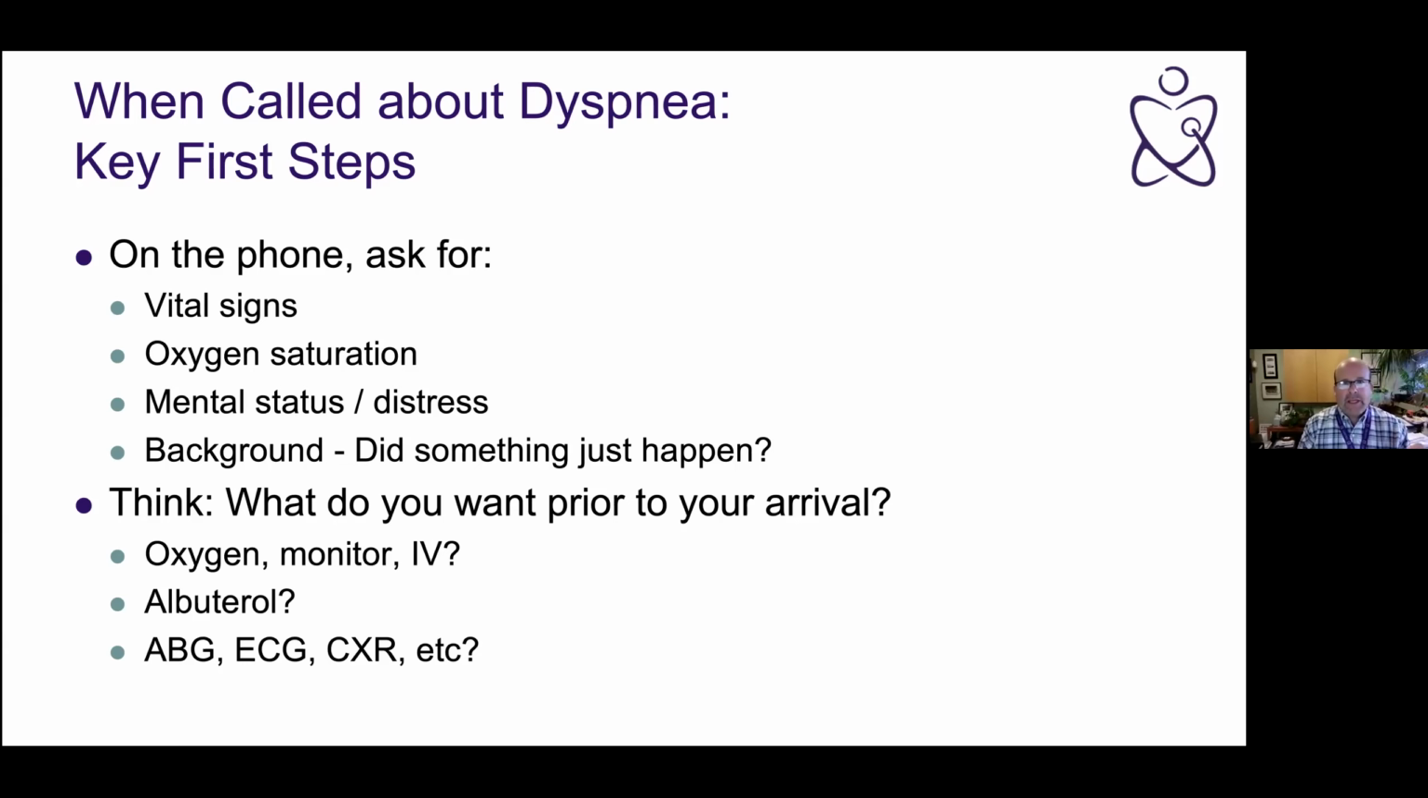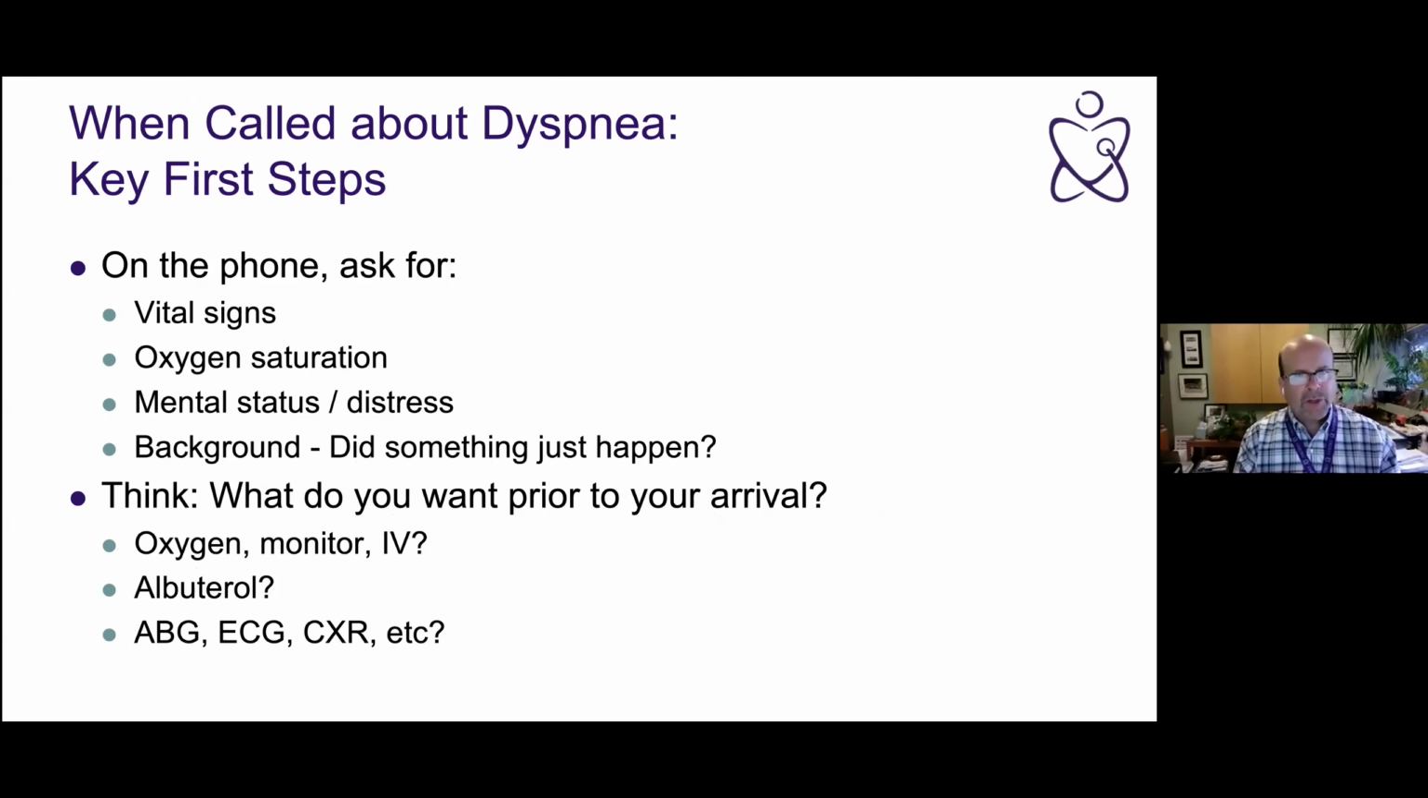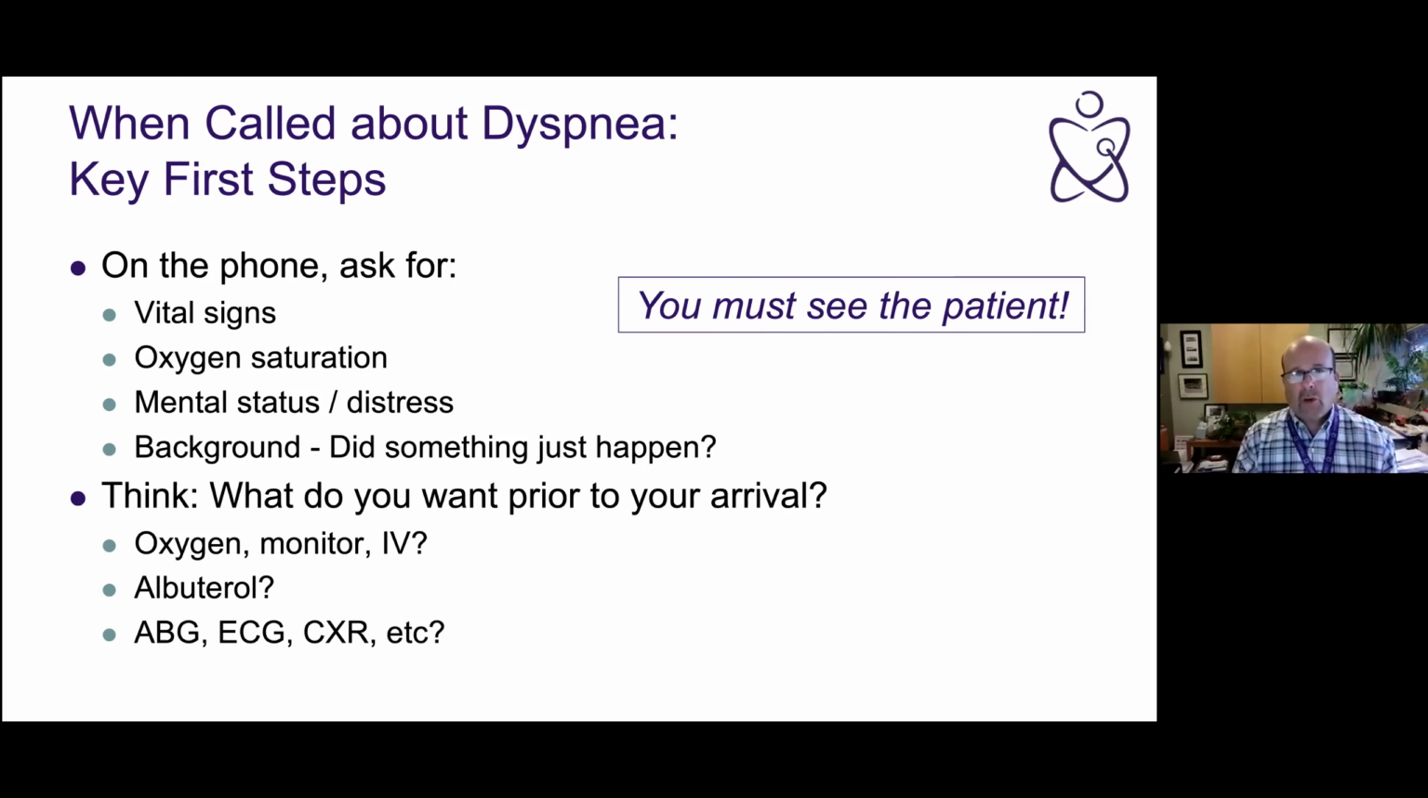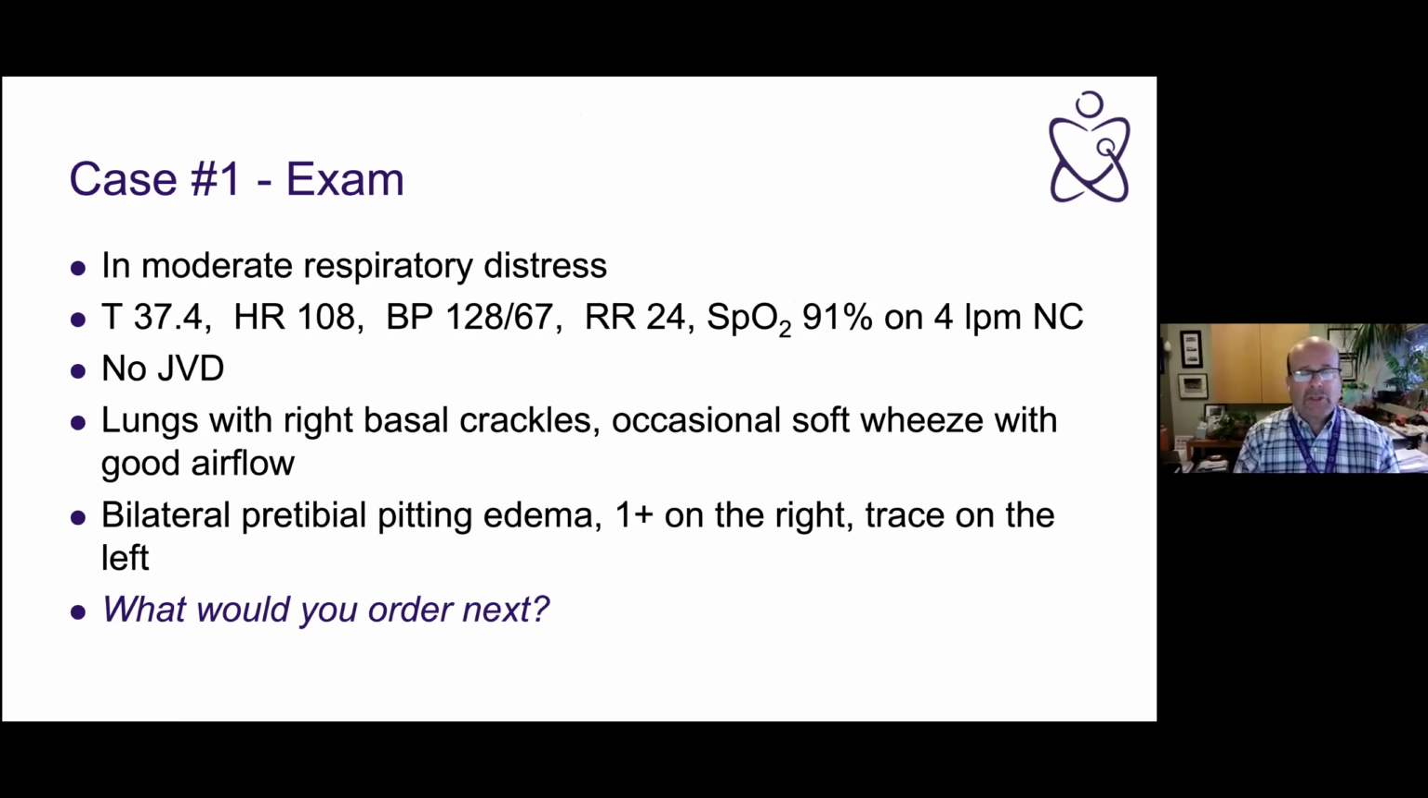And also be thinking prior to your arrival, as you're making your way to the bedside, what else do you want to do? Do you want to put her on oxygen? Do you want to put her on a cardiac monitor? Start an IV. This woman already has an IV, but not all patients will have an IV. Do you want to give an empiric albuterol, beta agonist, while you're on your way? Do you need a blood gas, ECG, chest X-ray, et cetera? So hopefully your mind is suddenly starting to go. But of course, as we said, you have to go see her.